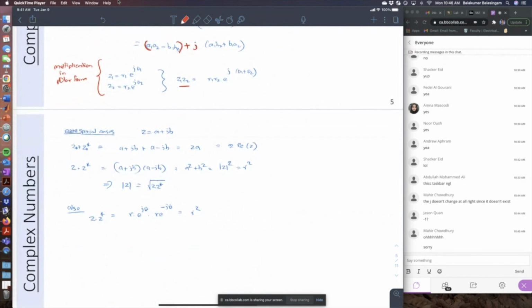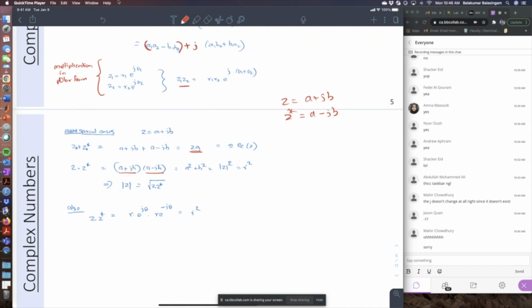Special cases. If S is A plus jB, then S plus S bar is 2A. Now, S is A plus jB, and S star, the conjugate, is A minus jB. So S plus S conjugate is 2A. S times S conjugate is A plus jB times A minus jB.